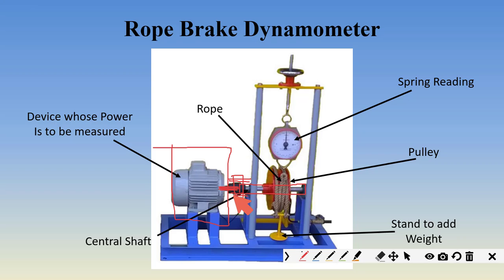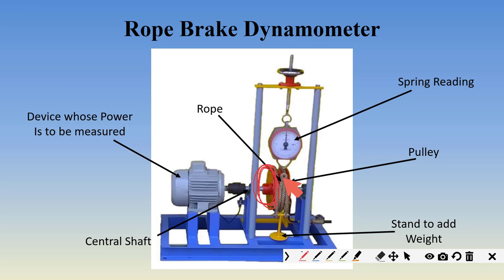But if it is a temporary setup which we have to remove and again put up, remove and again put up, then we can use a flange coupling to couple these two. So the device whose power has to be measured is coupled to a central shaft. On this central shaft, we mount a big pulley.